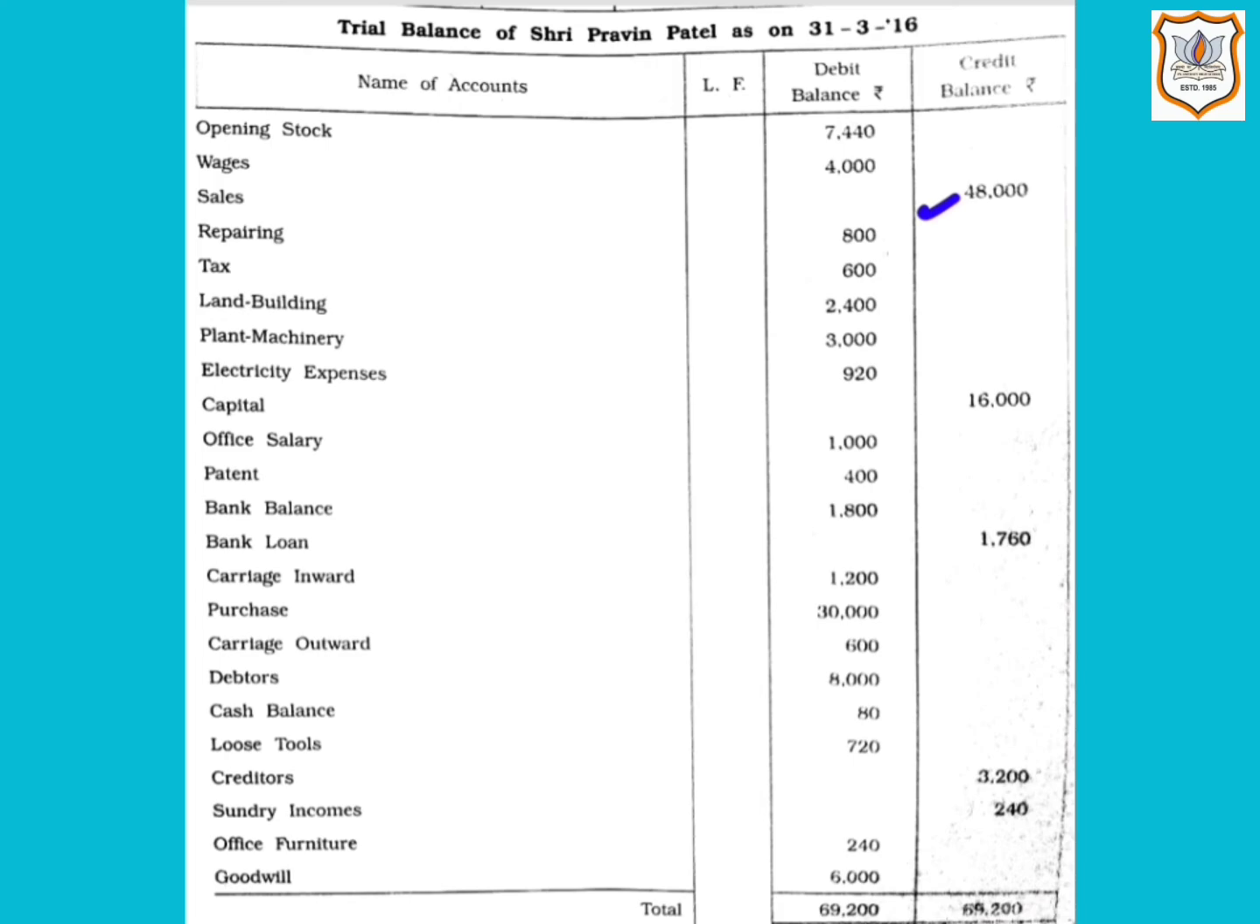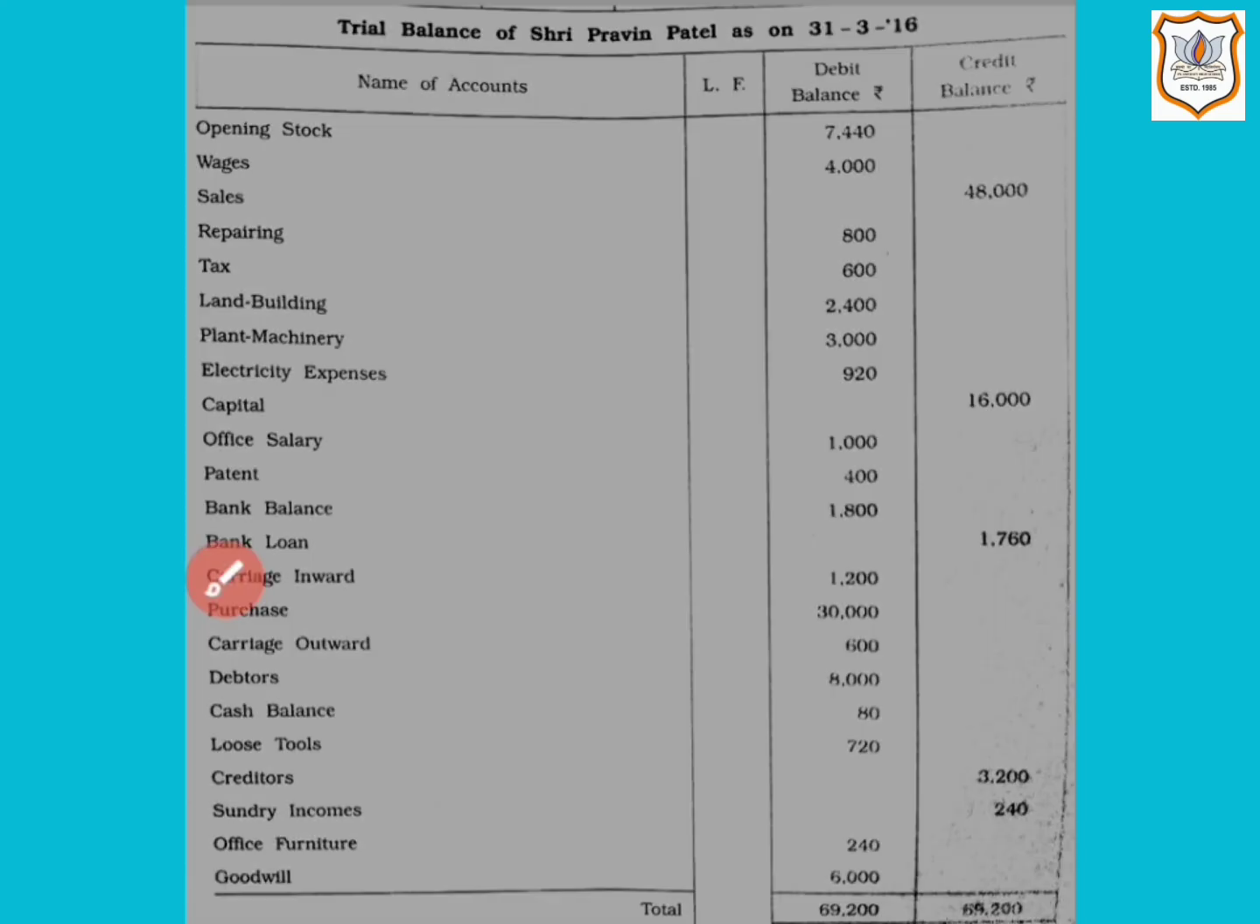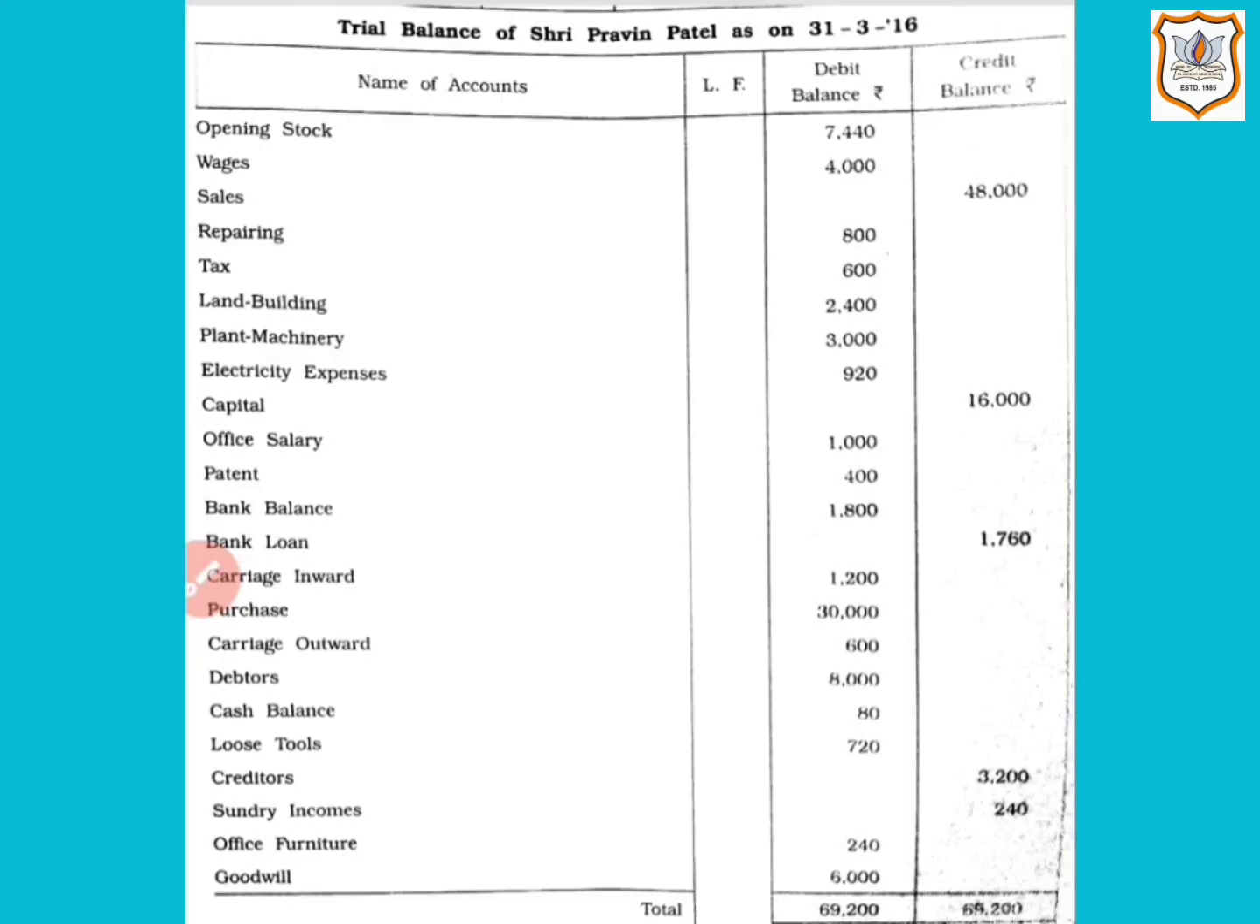Then next we have repairing. We know that repairing is an expense and expense has a debit balance, so repairing will be shown in the debit column of trial balance. Amount is 800. Then tax is also an expense, so it will be recorded in the debit column of trial balance. Then land and building.